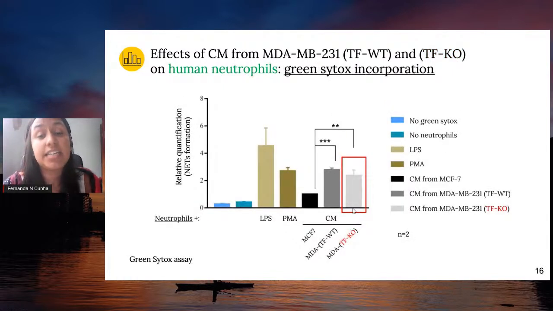We then analyzed the capacity of MDA cells CM to activate the human neutrophils by observing its capacity to induce the formation of neutrophil extracellular traps, referred to as NETs, in a Sytox Green incorporation assay, and observed that CM from both MDA cell lines seems to have a similar capacity to activate the human neutrophils.